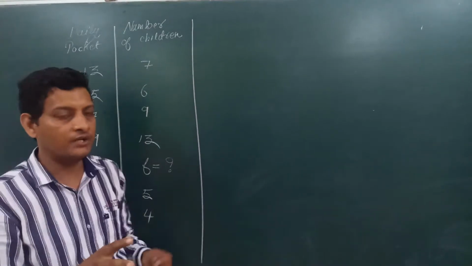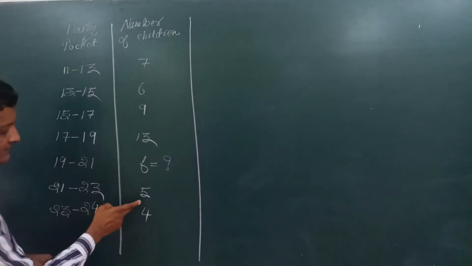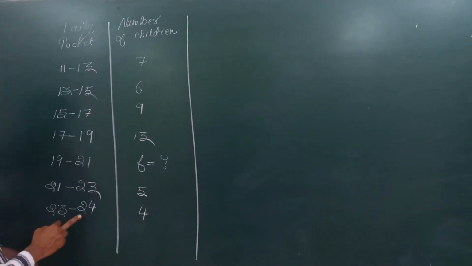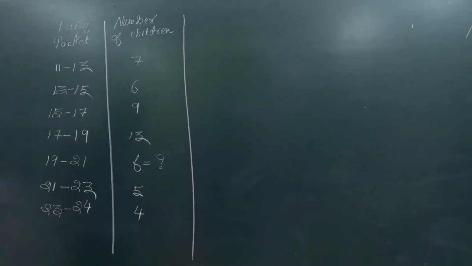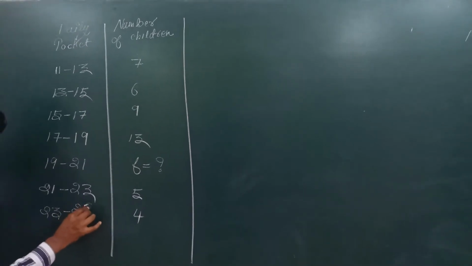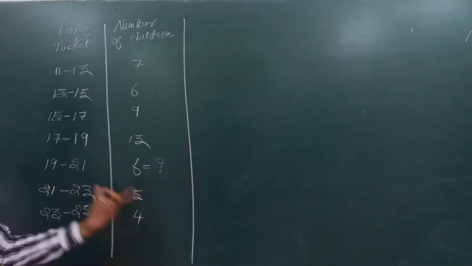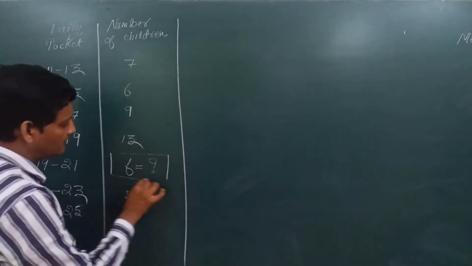So you have to find what is there. 21 to 23 rupees, 5 students are getting. 23 to 25, 4 students are getting. You have to find this missing frequency.